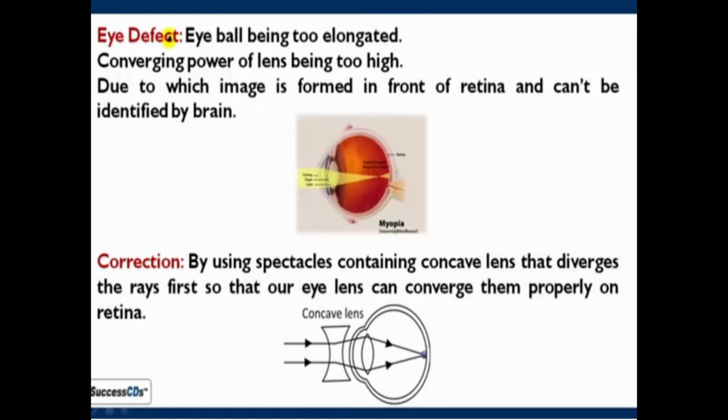So how can it be corrected? It can be corrected by using a concave lens that diverges the rays so that some of the rays fall on the retina and can be identified by the brain.